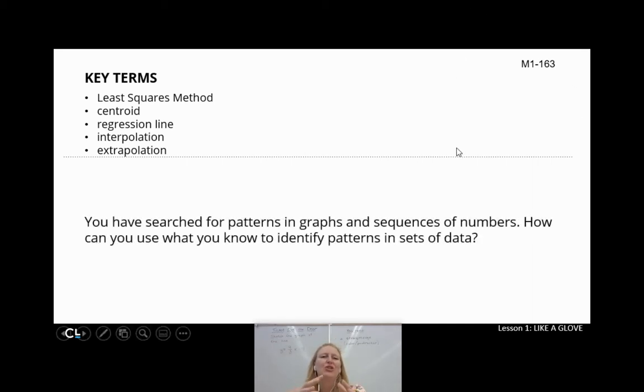So you have searched for patterns in graphs and sequences of numbers. How can you use what you know to identify patterns in sets of data? We can find a pattern in our graphs pretty easily. And if our numbers are written in a numerical sequence all in order, then we can recognize patterns. But what if I just get a bunch of data? How can we recognize the patterns?